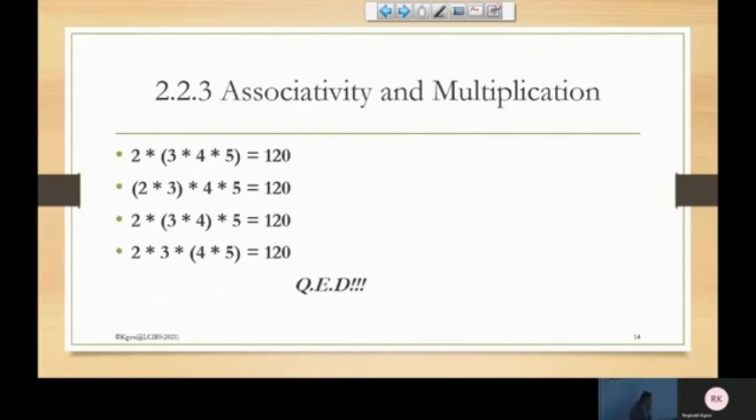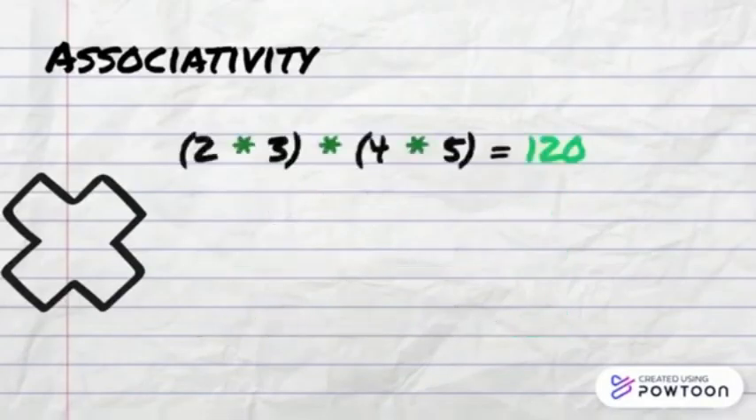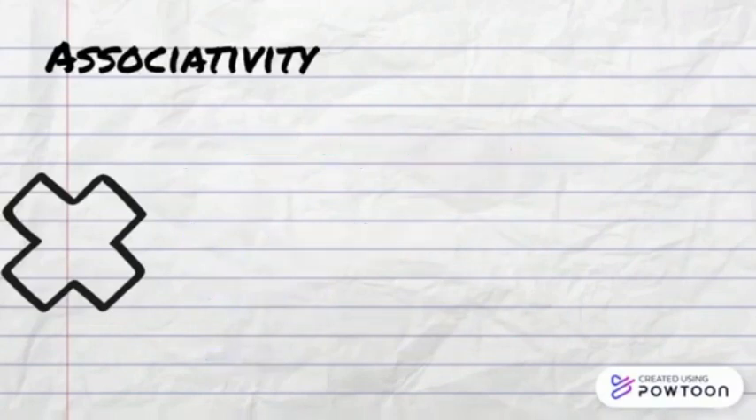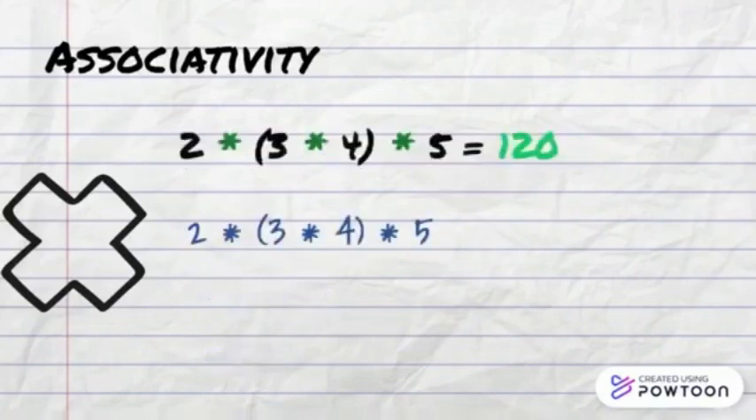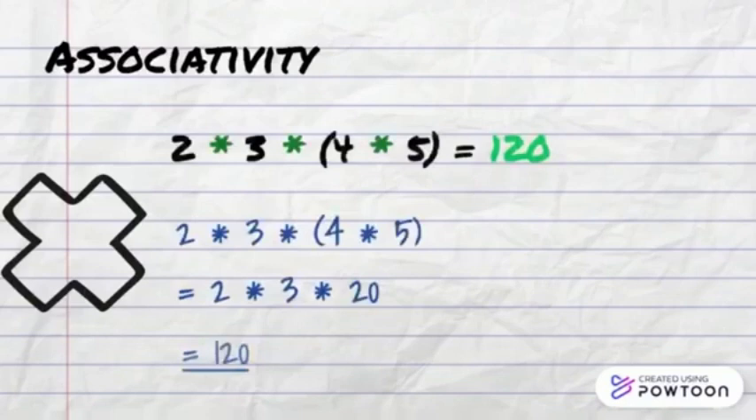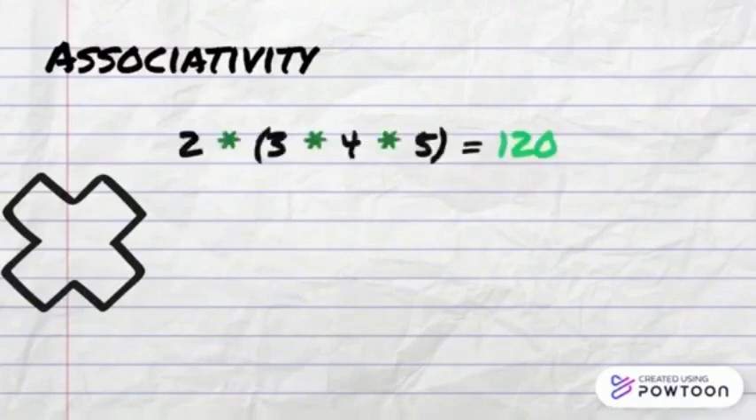Associativity there, you have it, 3 times 4 times 5. That is 60. So you're going to say 2 times 60, that gives you 120. Second one there is 2 times 3, that's 6, times 4. That is 6 times 4, 24. Multiply that by 5, it gives you 120.